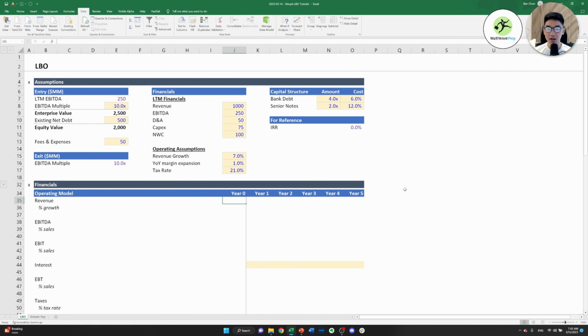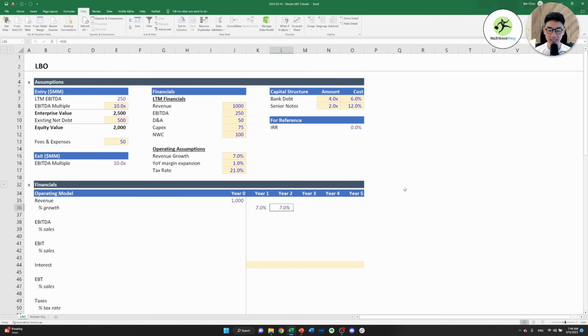I zoomed out of our Excel a little bit because this section is a little bit longer. Hopefully you guys can see everything. And I've also hidden our sources and uses rows in order for us to more quickly be able to get to our assumptions. So for revenue here, we're just going to link to our LTM revenue. And then for our future years, what we're going to need to do is just grow it by the assumption that we have here. And I'm going to press F4 in order to lock it.